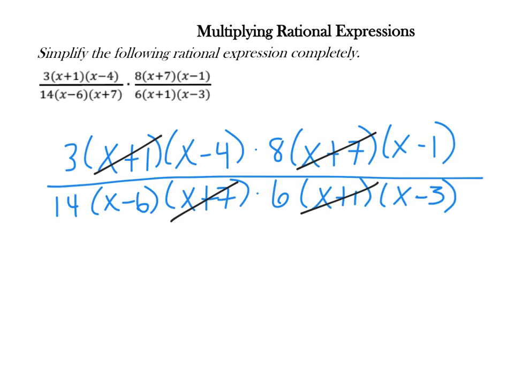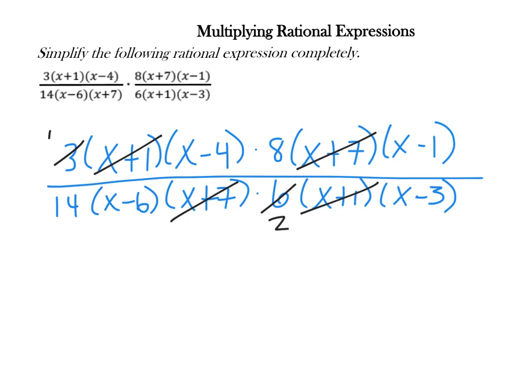Now that the expressions are in simplified form, I can also see that the numbers are going to be divisible with each other. This 3 and this 6 can divide each other, as well as this 8 and this 14. So I'm going to simplify some of these numbers. I'm going to first simplify the 3 and the 6. If I divide the 3 by 3, I get a 1. If I divide the 6 by 3, I get a 2.